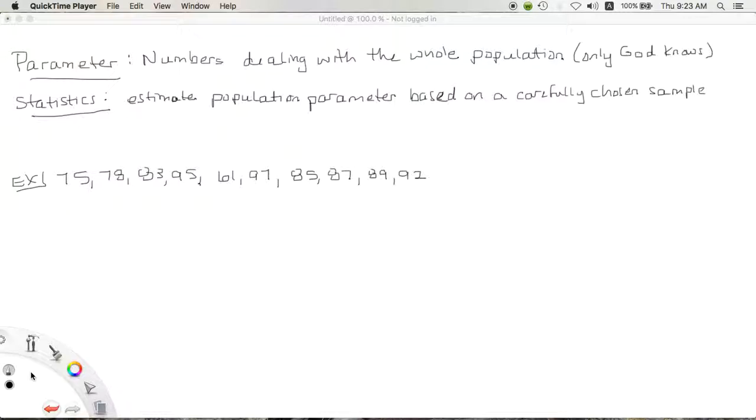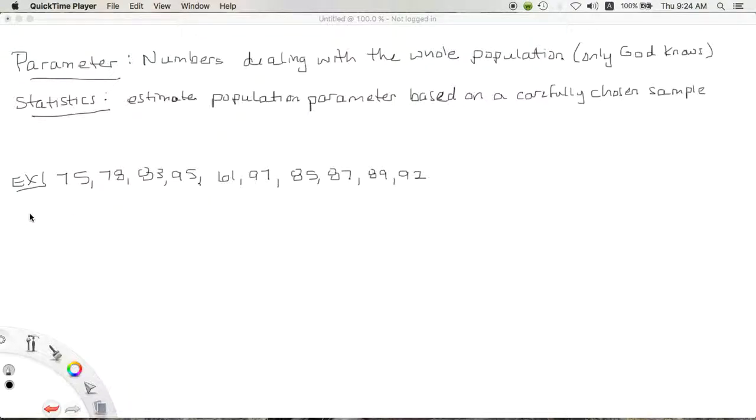But right now what you need to know is that it's got to be random and it's got to be big enough to actually represent the whole population. So let's look at this list of test scores here. This is just a list of test scores, but it's not every student in every test, so it's just a representative sample. And we're going to look at some measures of central tendency with these scores, and that's a fancy name for stuff that you've already looked at before.